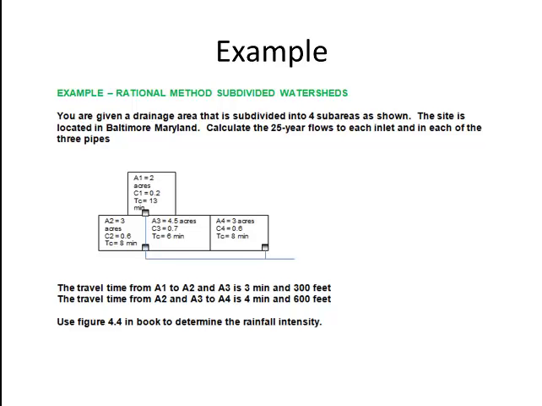It should be noted, as you move down the line, all the areas are combining. Thus, pipe 1 only contains area A1, while pipe 2 contains area A1, A2, and A3, and pipe 3 contains area A1, A2, A3, and A4. If you have questions, please bring those to class.